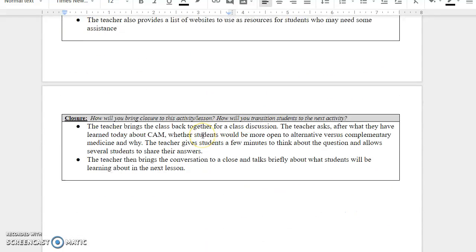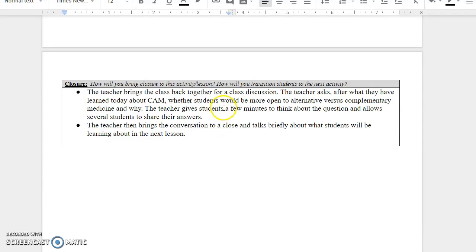And then to close off the activity, the teacher brings the class back together for a class discussion. The teacher asks, after what they've learned today about CAM, whether they would be open to alternative or complementary medicine and why, or would they rather just stick to conventional medicine. The teacher gives students a few minutes to think about their answers and then share out, then brings the conversation to a close and talks about what students will be learning in the next lesson and connects it to that. So yes.